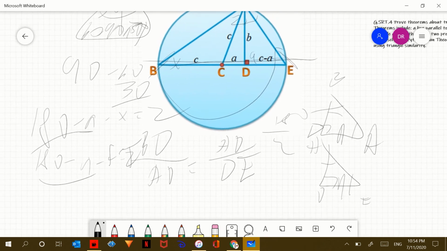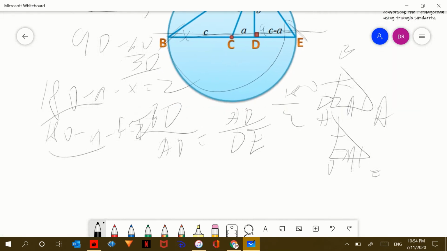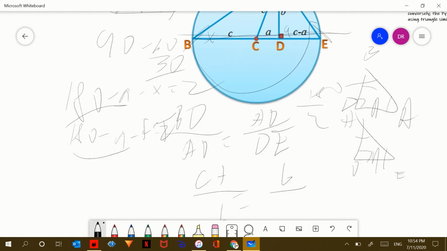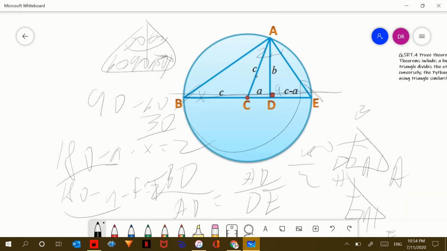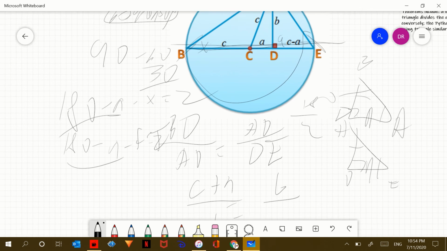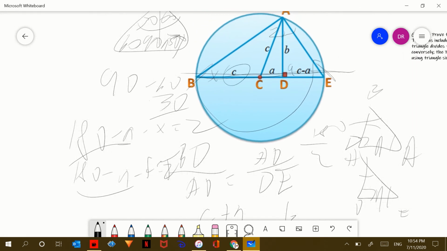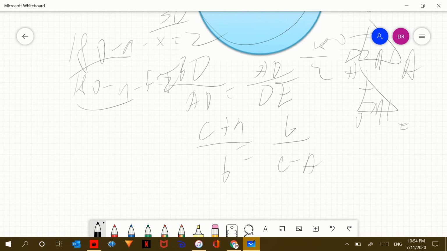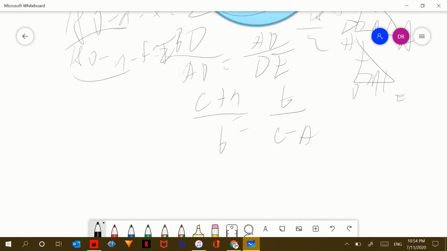Okay, now let's name AD as B. So let's give them values. B over BD, and BD is just C plus A, because we have this other point drawn. And since C is the radius, we can find DE as C minus A. So C minus A. Now you can just multiply by B and C minus A, so that would be B squared equaling C plus A times C minus A. I covered this in my Kumon video, so make sure to check that out.